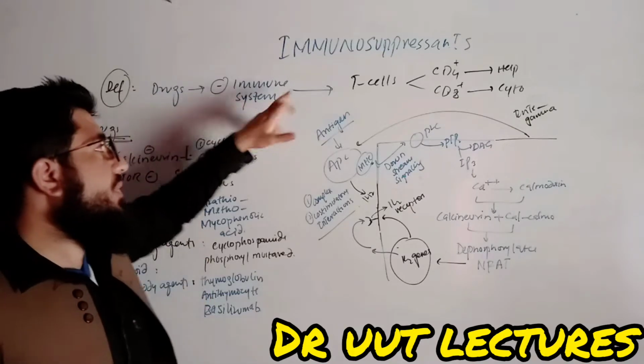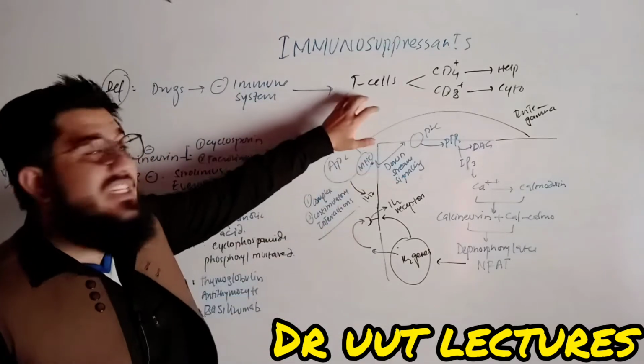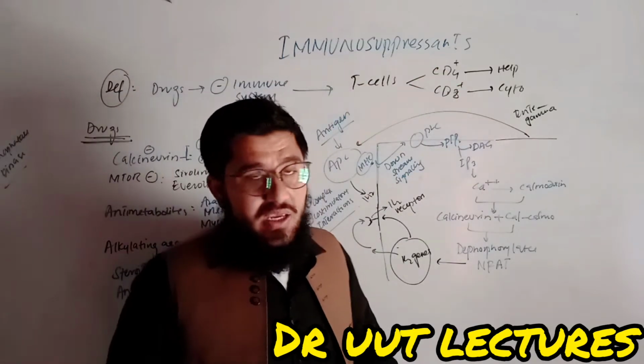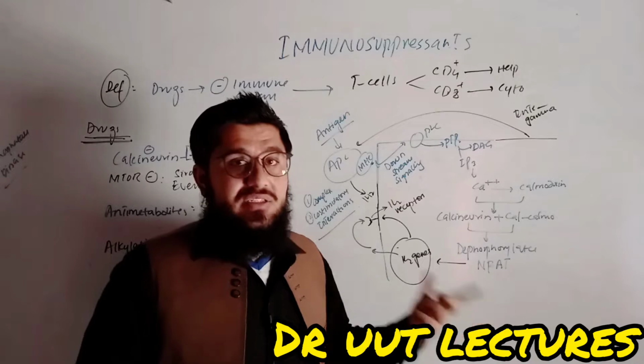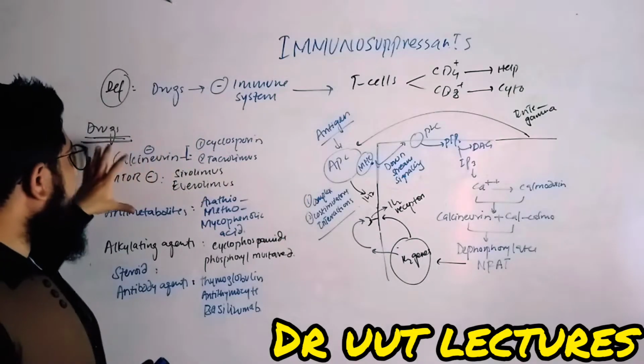activity of the immune system. Mainly when we talk about the immune system in today's discussion, we'll be focusing on T cells, and in the T cells we'll be focusing on CD4 plus cells. Okay, and we do have CD8 plus cells. These are called helper T cells and cytotoxic T cells. Coming to the point, that is the drugs.